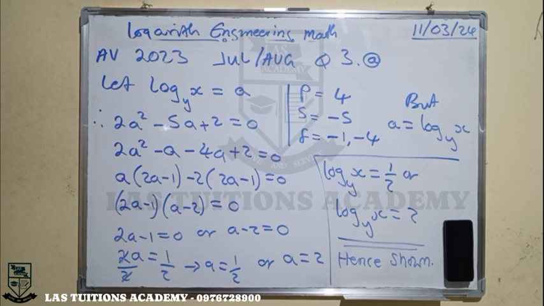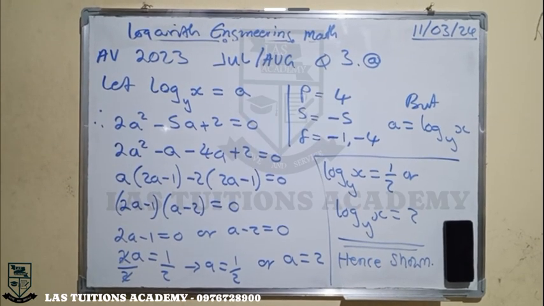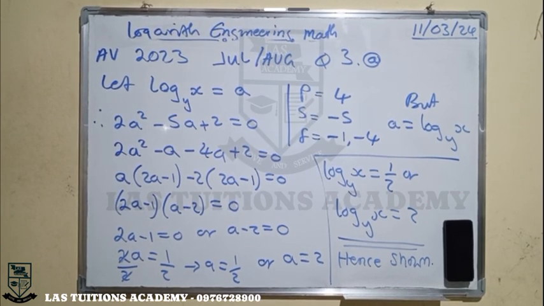Yes, Brandon. I wanted to know, sir, how many marks this question was worth on the exam. Let me try to check from the papers. This was Avionics 2023, July, August. Question number 3A. Okay, so this question only had 5 marks. Did you get that, Brandon? Yes, sir, I did. Thank you.